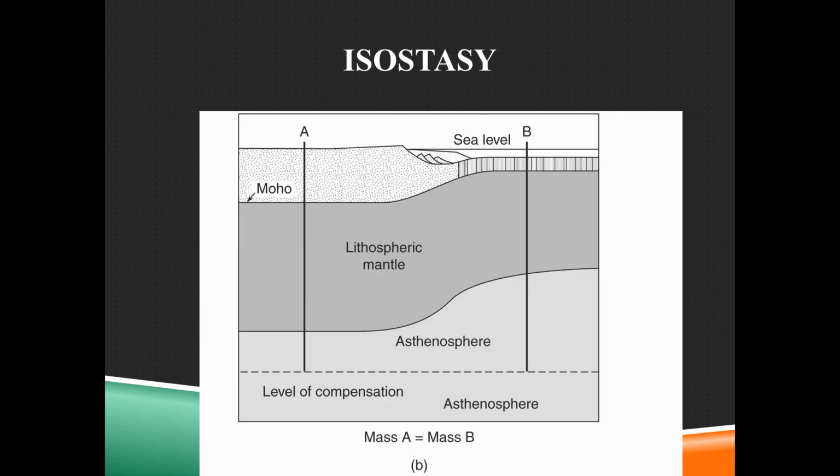So we can see here, instead of blocks of wood and water, we see crust, continental crust, ocean crust, lithospheric mantle, asthenosphere, and down here somewhere in the asthenosphere is the level of compensation, where the pressure is all the same. And it's because the mass of everything in this column A equals the mass of everything in column B.